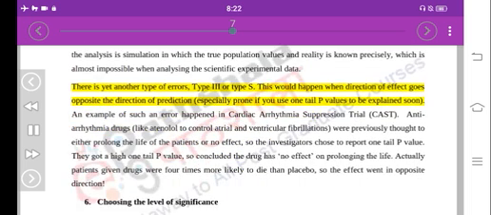There is yet another type of error, type 3 or type S. This would happen when the direction of effect goes opposite the direction of prediction, especially if you use one-tail p-values, to be explained soon. An example of such an error happened in the cardiac arrhythmia suppression trial, CAST.